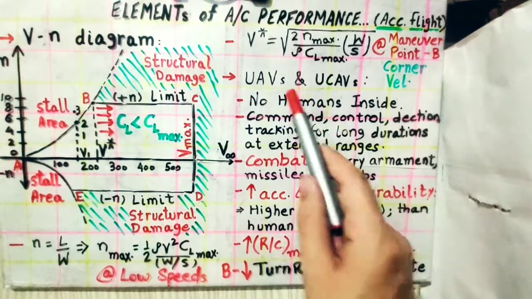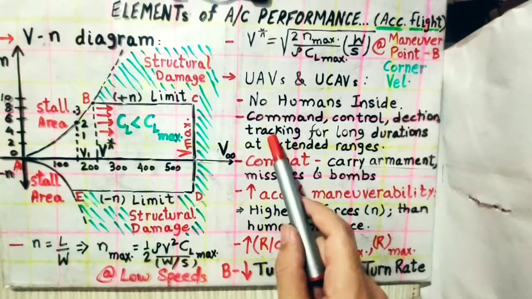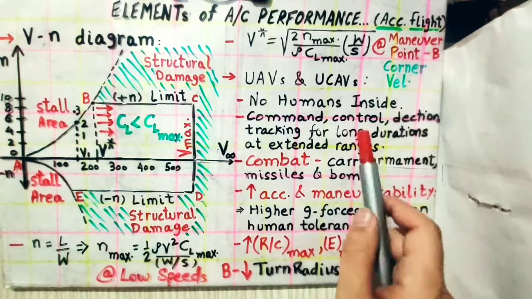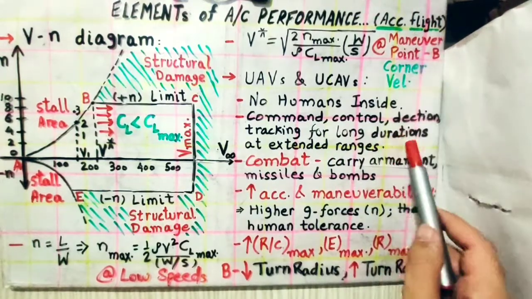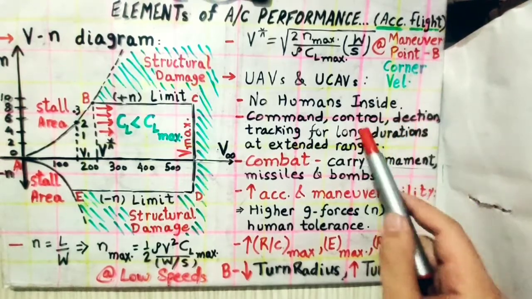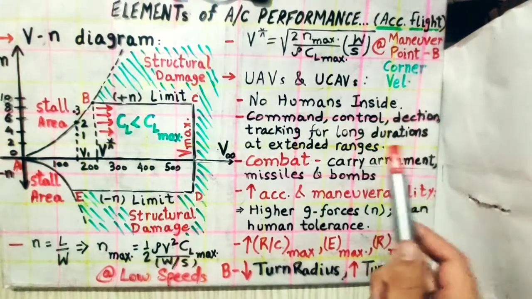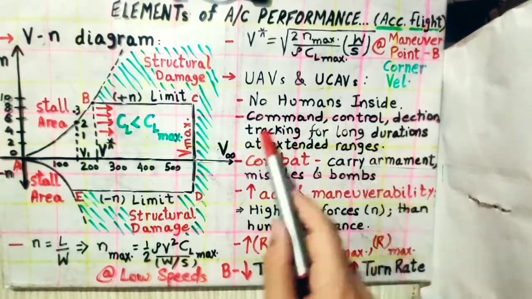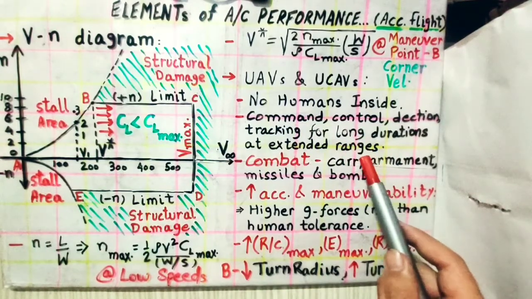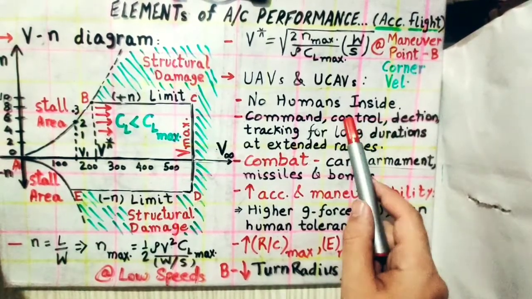The point of UAVs or UCAVs is that they can command, control, detect as well as track for longer duration at extended ranges. That is, they can perform high maneuvers as well, and they can stay in the air for longer duration. If humans try to stay in the air for longer duration, it will be very tedious for humans. But if an aircraft has to be in the air all by itself, there will not be any problem, and it can extend its range to any location, from where it can control, detect, command or track.